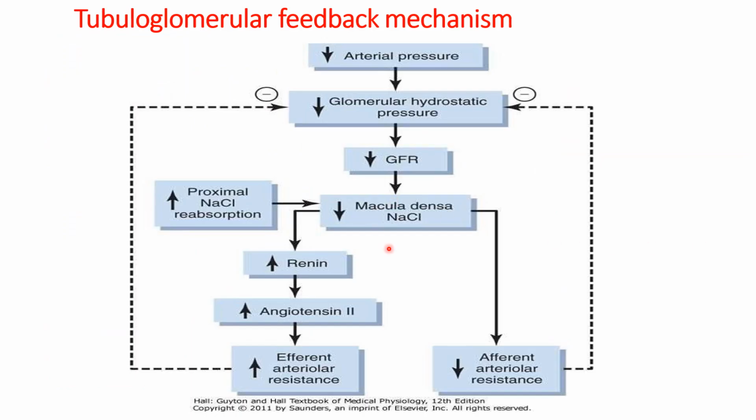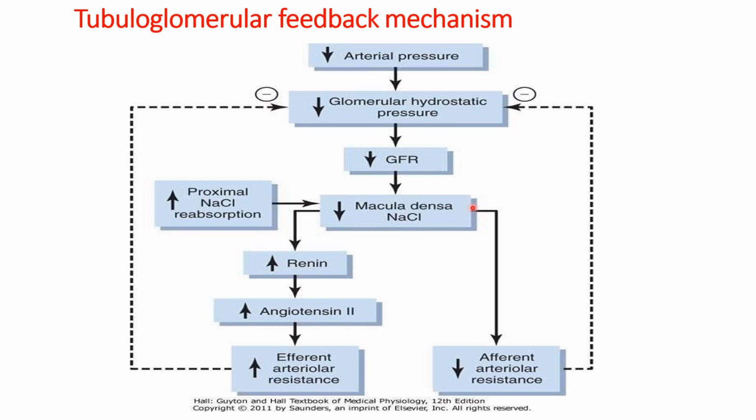And next comes the tubuloglomerular feedback mechanism. When the arterial pressure decreases, there will be decreased glomerular hydrostatic pressure. That leads to decreased GFR, which leads to decreased sodium chloride at the macula densa. That is the stimulating factor for increased production of renin, increased angiotensin II and increased efferent arteriolar resistance. So the glomerular capillary hydrostatic pressure will increase when the efferent arteriolar resistance increases.